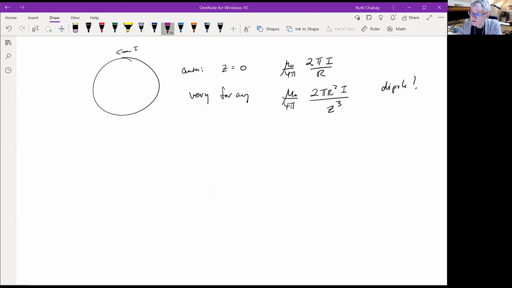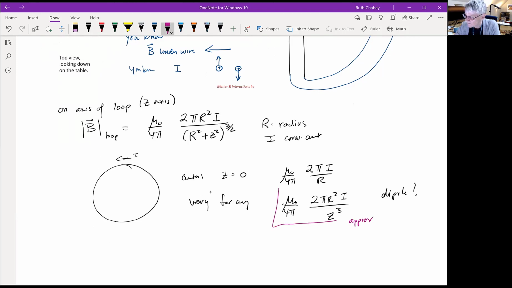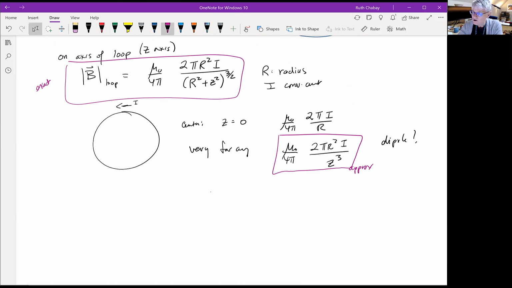So the magnetic field, these are results. This is approximate, and this is the exact. Again, the approximate equation is your friend. And of course, this is on the axis. On the perpendicular axis, the magnetic field of the loop is going to be exactly the same, except it's going to be half as big as B on the axis.